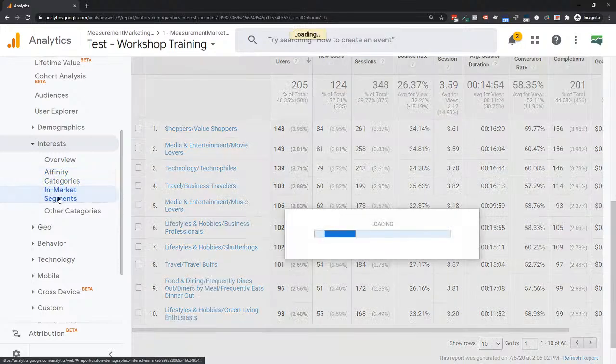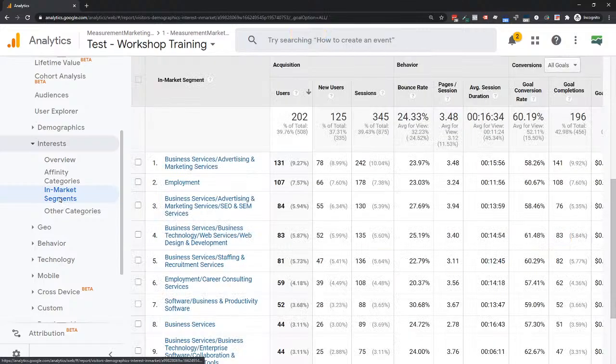Let's go see if we have any surprises, because that's really where we learn. So here, business services, advertising, marketing makes total sense. Employment, looking for a job. That was interesting. I didn't see the affinity category looking for a job, but it did show under in-market. They are currently in the market for a job, which makes sense, of course, because you're looking to improve your training and maybe get a raise. So you've got that.